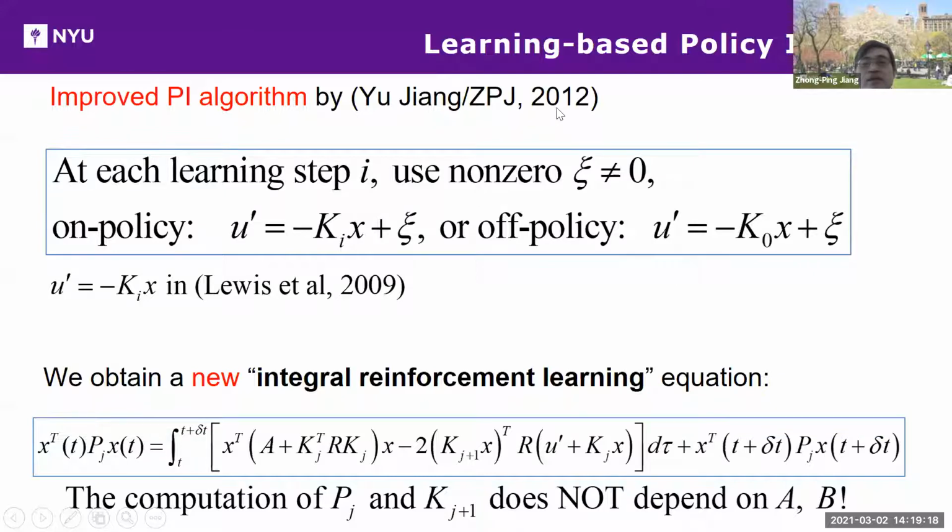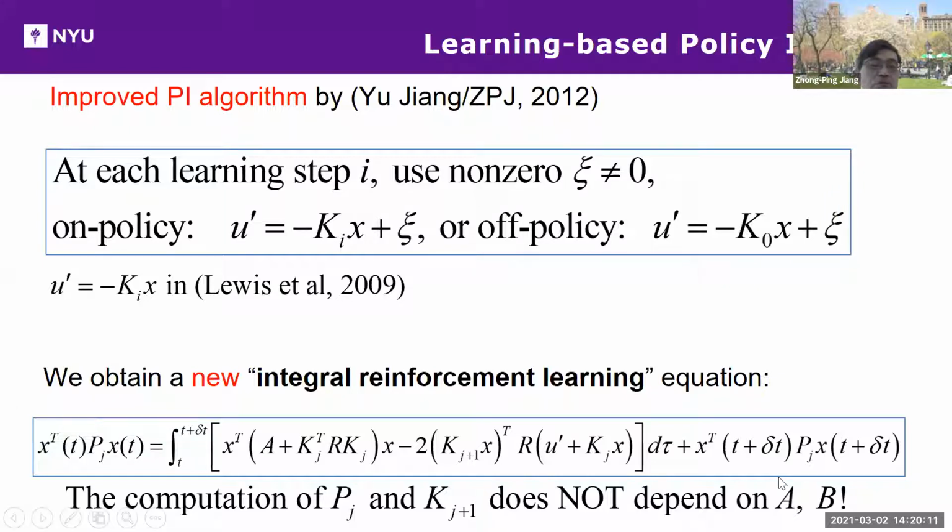We published a paper in Automatica in 2012 to say that we needed to implement a different kind of policy, either off-policy or on-policy, which requires the addition of exploration noise. In Frank's paper, the behavior policy is exactly equal to the target policy, which is an on-policy strategy. That's the difference. As a consequence, we obtain new integral reinforcement learning equations that combine both steps, performance improvement and performance evaluation, into one equation. Now you see that the knowledge of A and B is completely removed. We can solve for the unknown P j and K j plus 1 directly from linear equations.